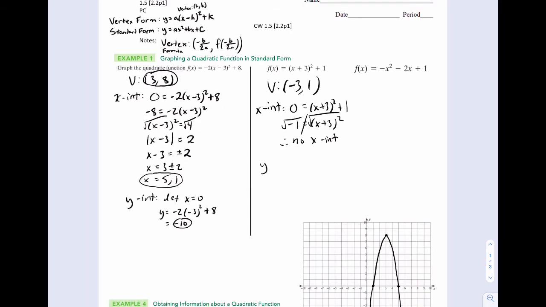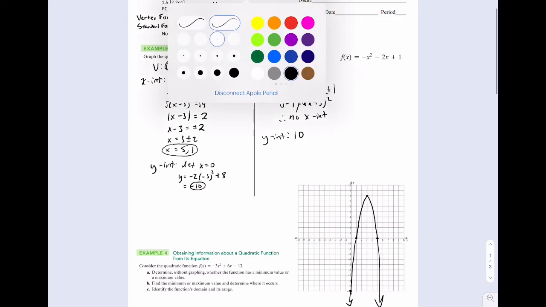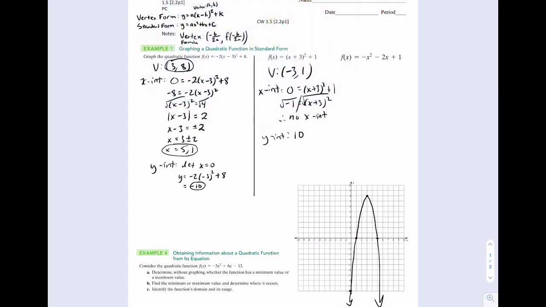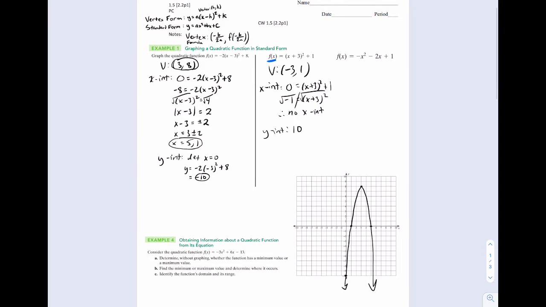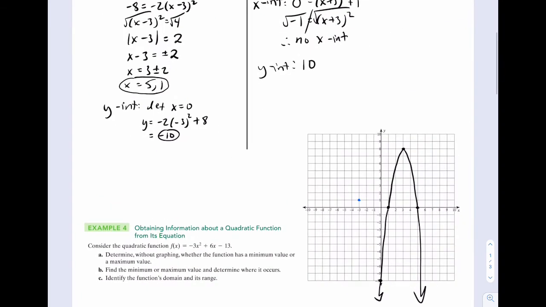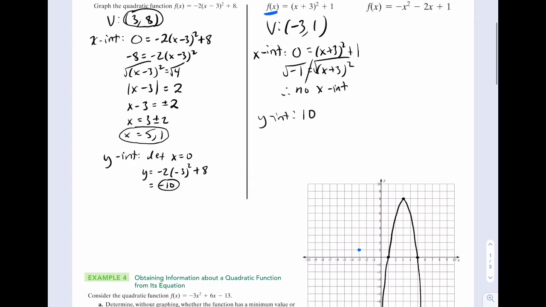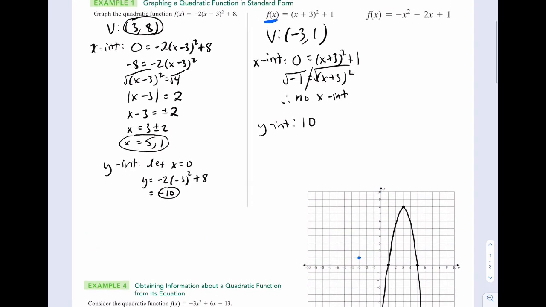And the y-intercept, again, we'll do that by inspection. Just plug in 0, we can see it's 10. So for this one, I'll do this in blue. (Negative 3, 1) is your vertex. So I'll go negative 3, 1. There it is. And then the y-intercept is 10.